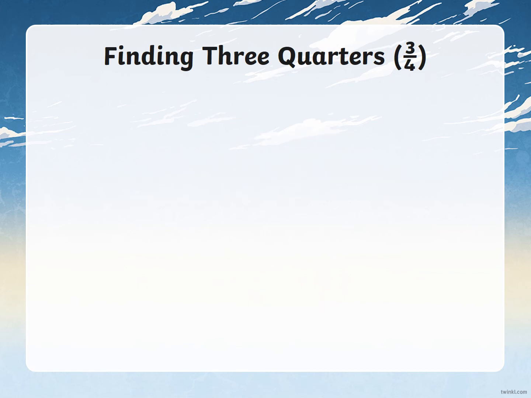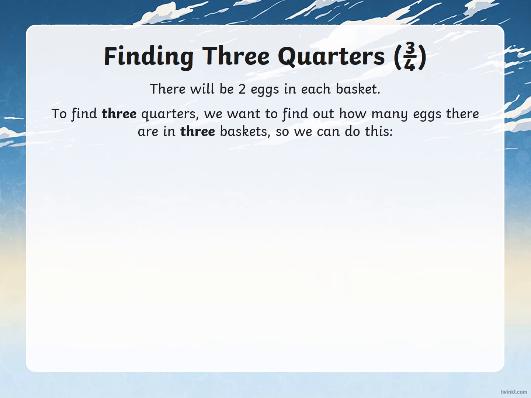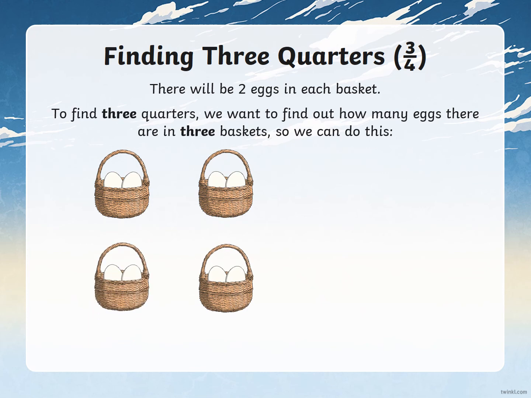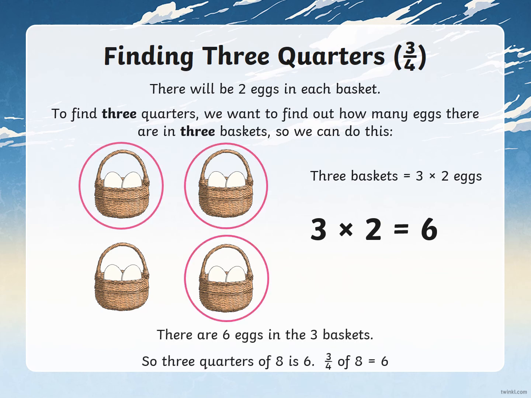So we found out what a quarter was, and it was 2. So you can see that there's 2 in each of the baskets, but we need to work out what 3/4 are. So we need to look at 3 times 2. We've got 2, add 2, add 2. So 3/4 of 8 equals 6.